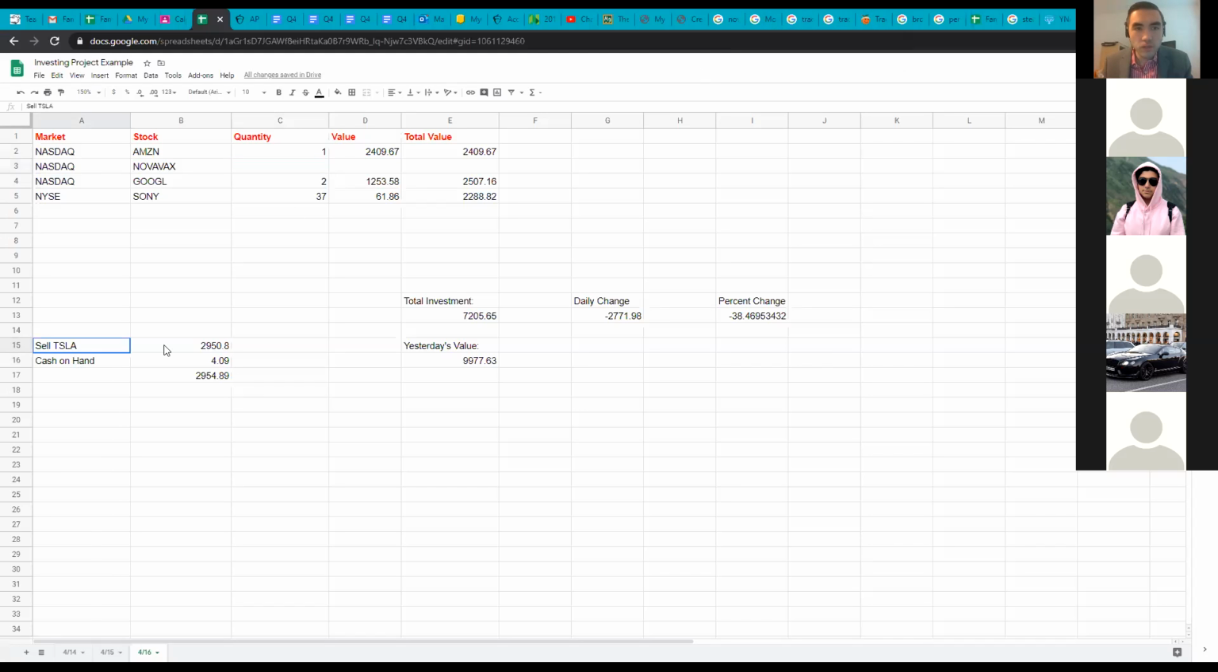The additional equals sum, equals sum of the two. Sum, parenthesis, yeah, and then I just highlighted these two because the amount of cash that I have right now to play with is what I had left over plus the amount of money that I got by selling off Tesla.